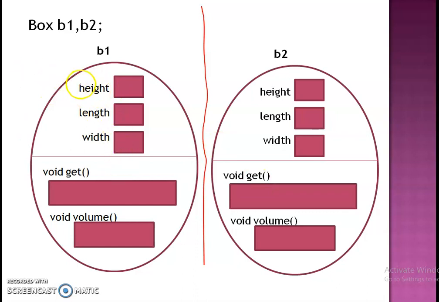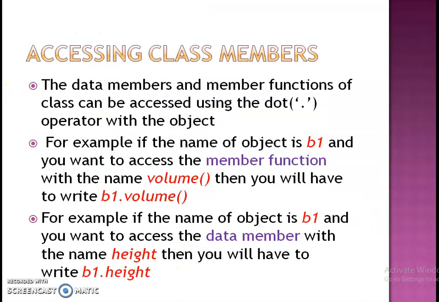Okay, they are private, so outside it cannot be accessed. So how are we accessing the class members? Whenever we want to access a class data member or member function, that can be accessed using the dot operator. Using the dot operator, we access the data member and member function.